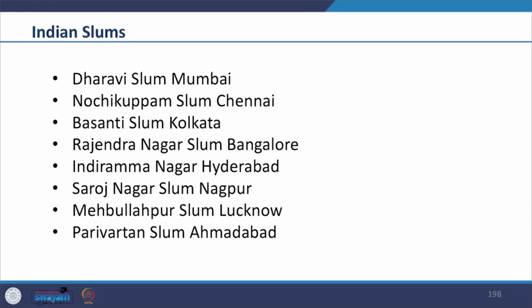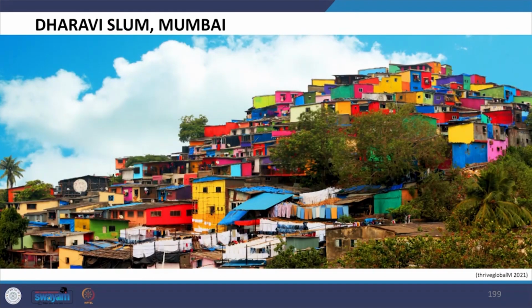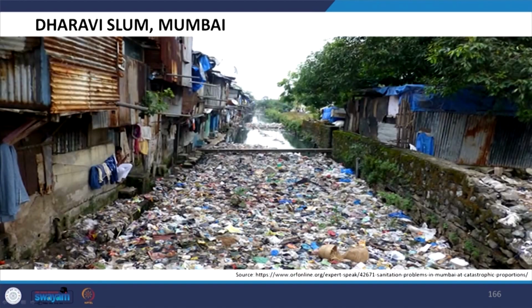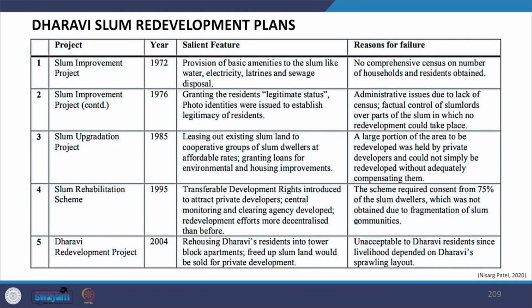Some of the examples we look at, which also got a lot of attention, include Dharavi slum in Mumbai, Nochikuppam slum in Chennai, Basanti slum in Kolkata, and we see all these examples here. The image shows the congestion and compactness in the slum. In the image, you can see the spatial growth and pattern of the slum from 1800 to 1969, the density has gone high within the limited land. You can see the unsanitary conditions in the slum. The following schemes were taken up in this particular slum and had different results.